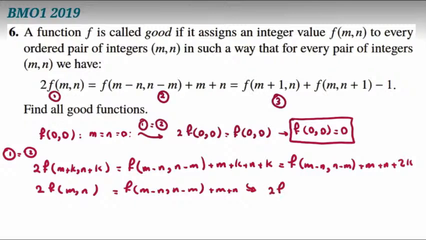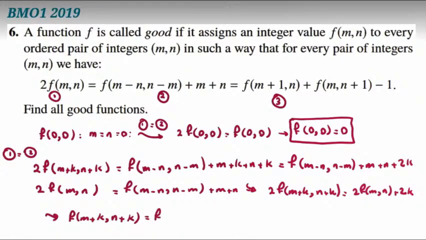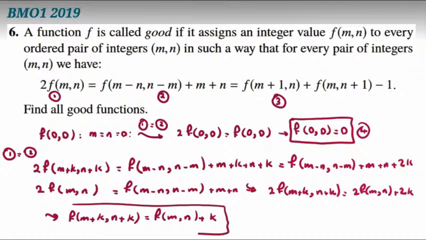So we conclude 2f(m+k, n+k) = 2f(mn+2k). If you divide both sides by 2, f(m+k, n+k) equals f(m, n+k). And it is the second thing that is good. Let's consider it as the fourth. Let's show a rectangle around this. And this part is 5. Okay.